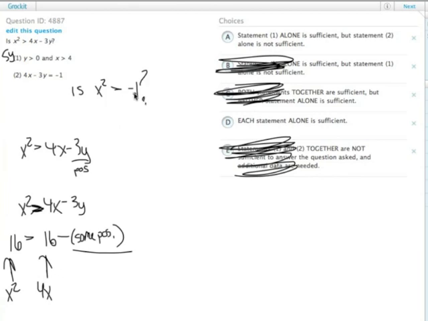And if you remember number properties, if you're squaring a number, x squared is always going to be positive, because even if x itself is negative, x squared becomes positive. A positive number is always greater than a negative number, so statement 2 is also sufficient. Answer choice D will work.